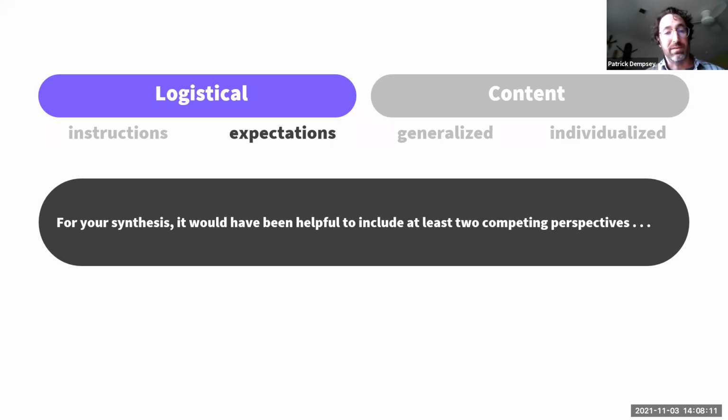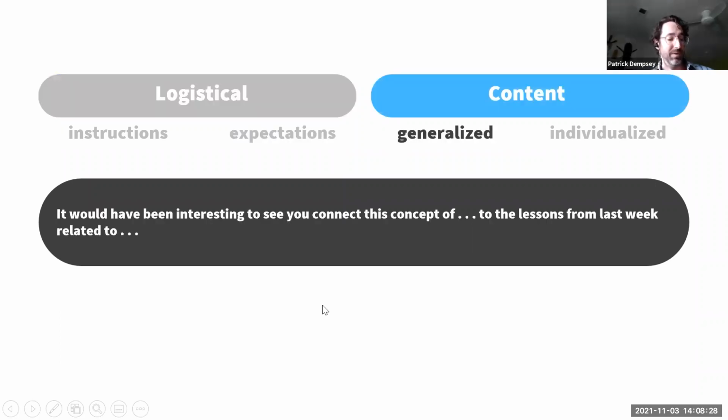When I use the word synthesis, I actually meant that you should include opposing perspectives. So we're sort of clarifying what we meant by certain terms. We often end up giving a ton of feedback in that expectations aspect of student performance. Getting a little bit closer to where we want to be, we get content feedback, and content feedback that's generalized. We start connecting what someone did to the content of the course. And an example here, it would be interesting to see you make a connection between this and that.